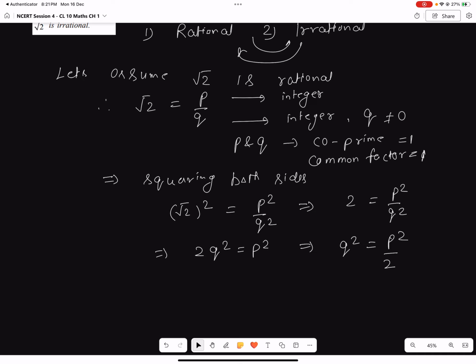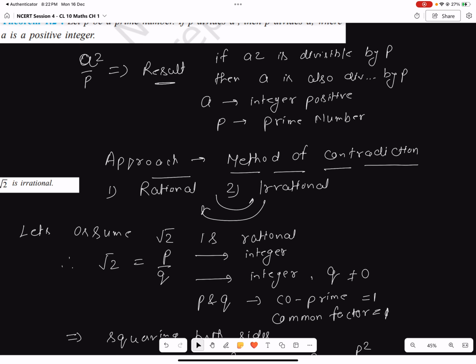So what you can see here, you can clearly see, as per this equation, p square is divisible by 2. And what we know, p is an integer and 2 is a prime. So as per the theorem that we have just learned, it says a being an integer, p being a prime, if a square is divisible by p, then a is also divisible by p.